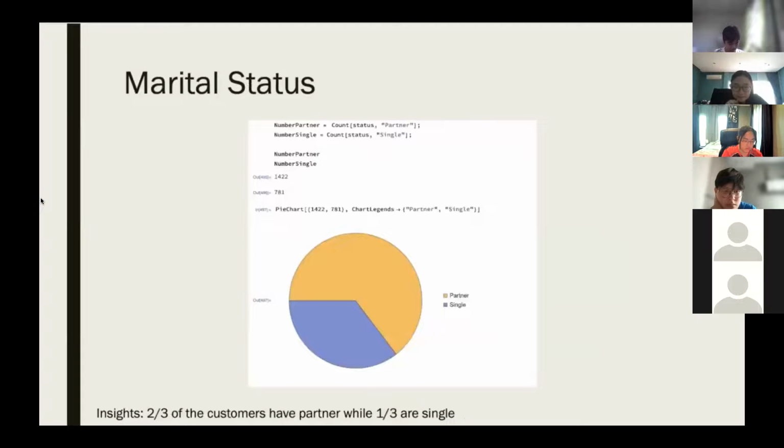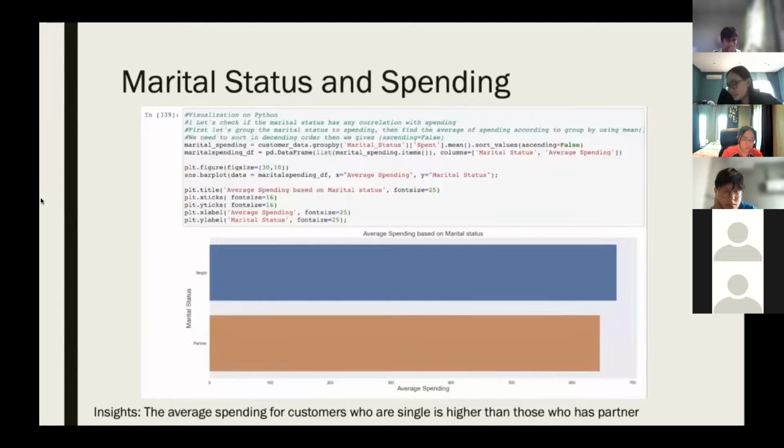And the marital status, we can see that the majority, or 2/3 of the customers, have a partner, while 1/3 of the customers are single. To see whether marital status affects spending, I use Python to find the average spending for each marital status, single and partner, and then compare them. And we can see that the average spending for customers who are single is higher than those who have a partner.